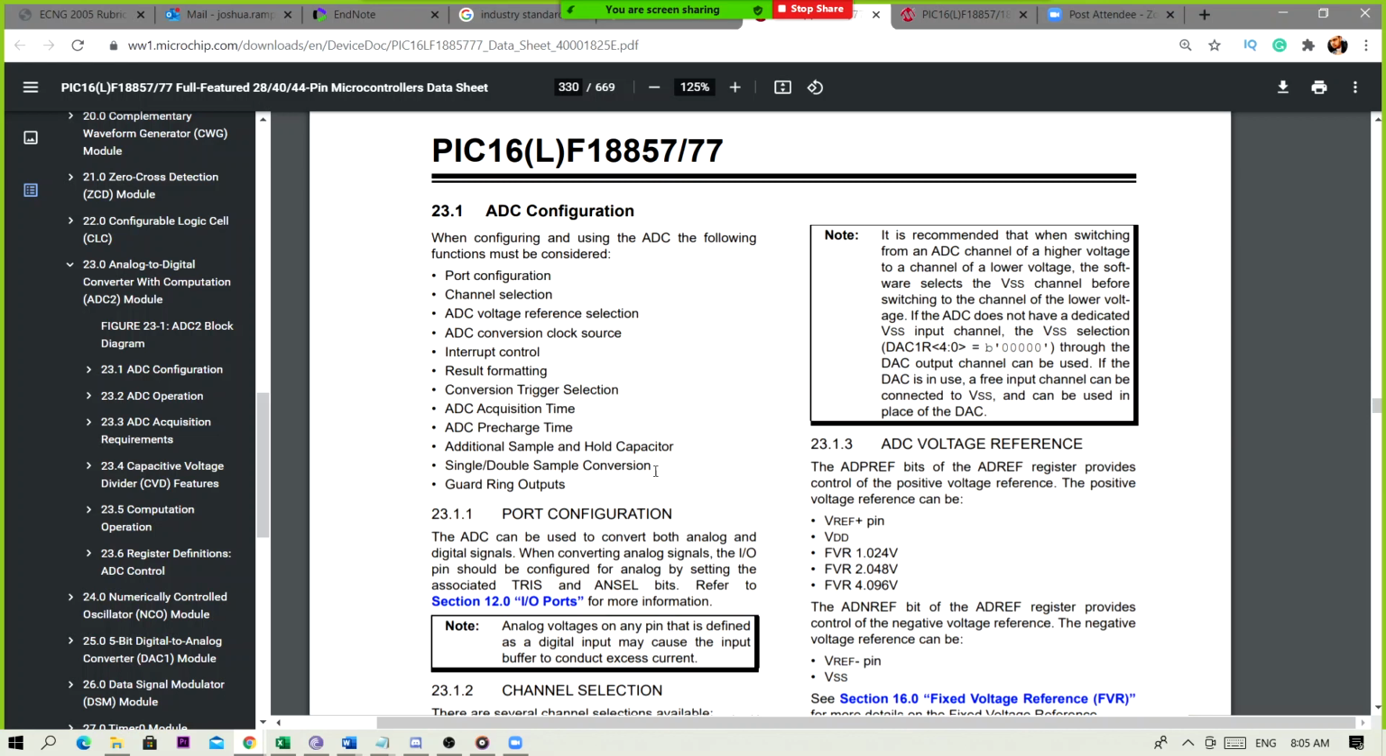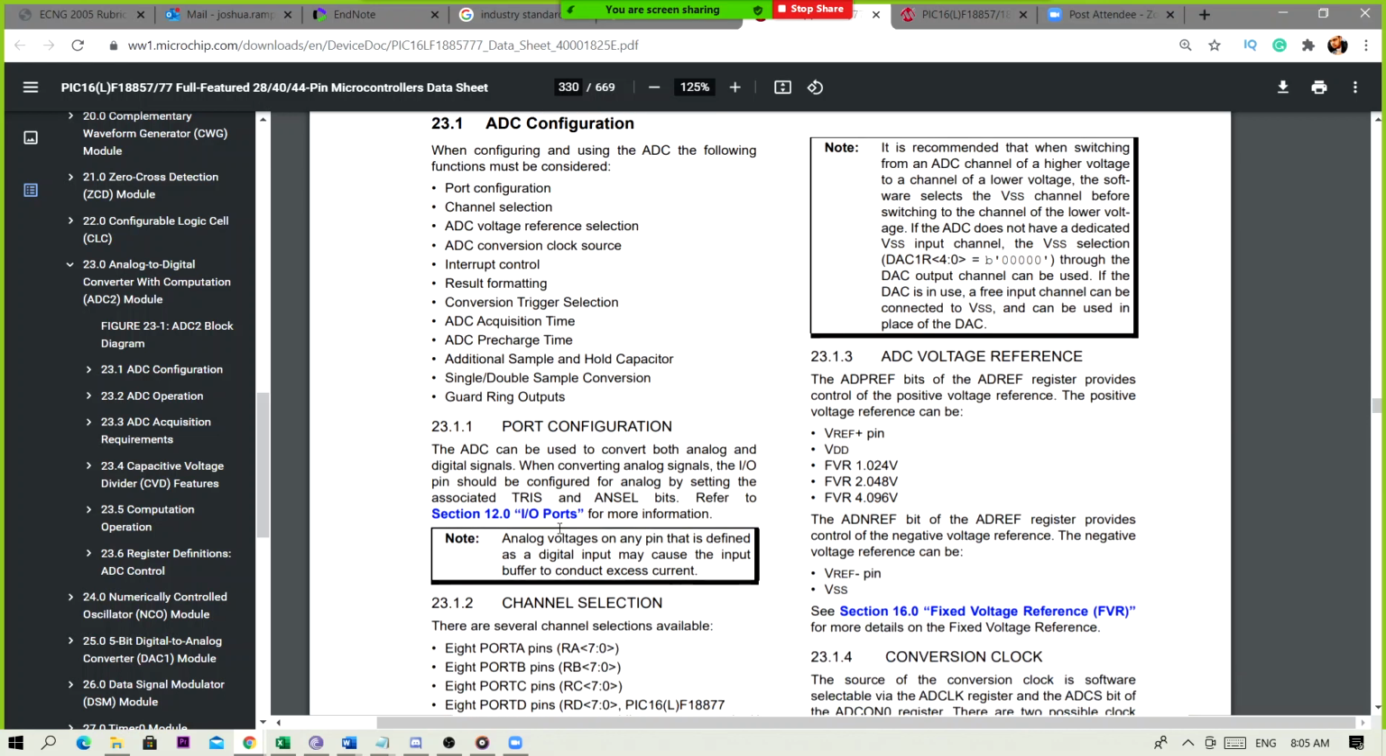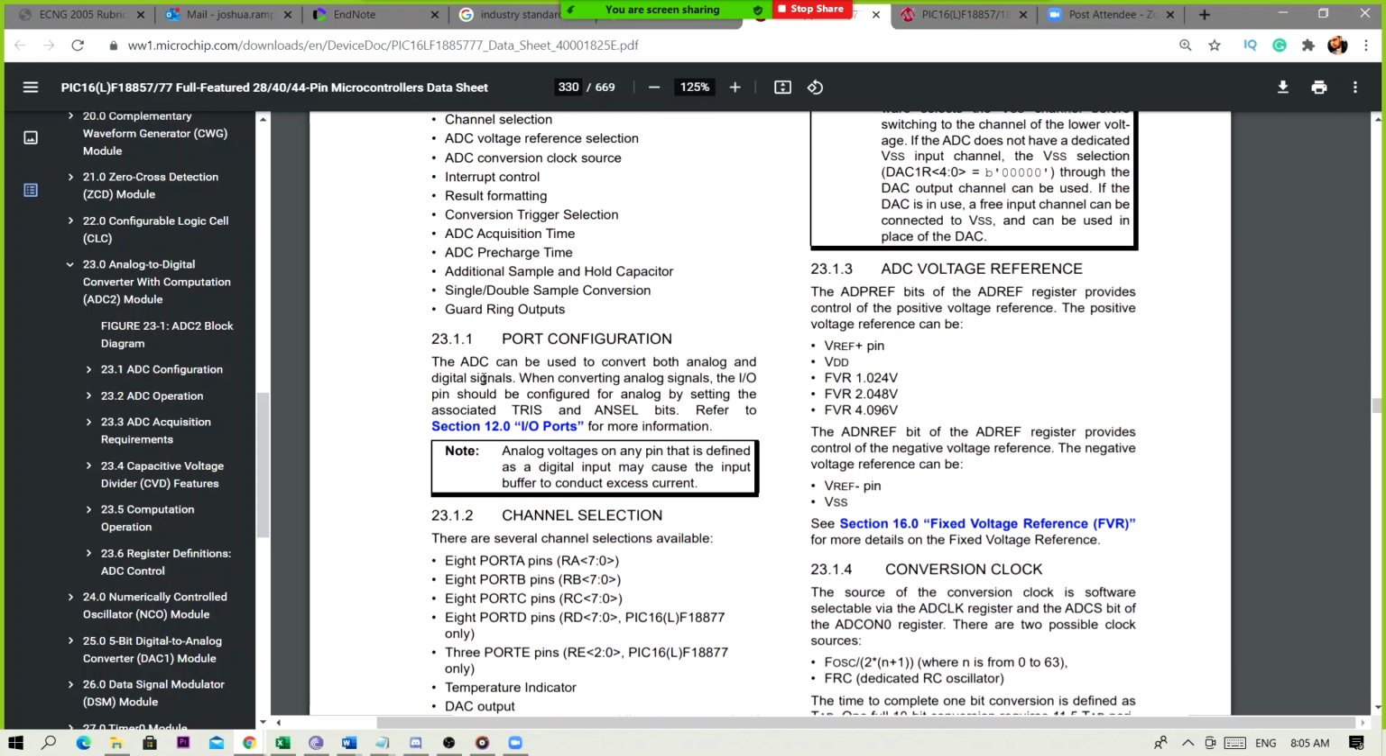So let's start with port configuration. The ADC can be used to convert both analog and digital signals. When converting analog signals, the I/O pin should be configured for analog by setting the associated TRIS and ANSEL bits. Refer to section 1.0 I/O ports for more information. You follow that point?